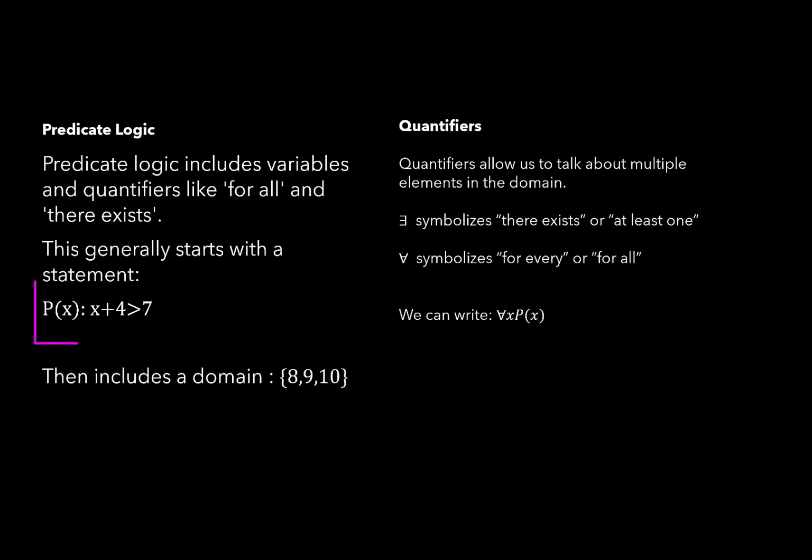For our statement P, where x plus 4 is greater than 7, over the domain of the set {8, 9, 10}, we can say for every x, P of x, because 8 plus 4 is greater than 7, 9 plus 4 is greater than 7, and 10 plus 4 is greater than 7. So for every element in our domain, P of x is true.